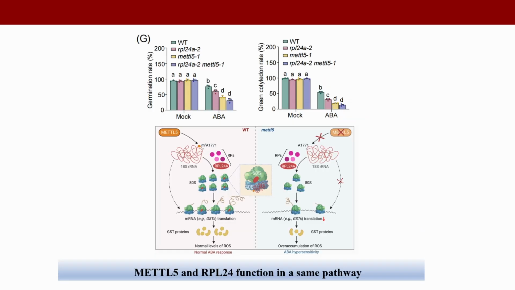The rpl24a mutation did not further enhance the ABA hypersensitive phenotypes of mettl5, supporting the notion that METTL5 and RPL24 act in the same genetic pathway in mediating ABA response.